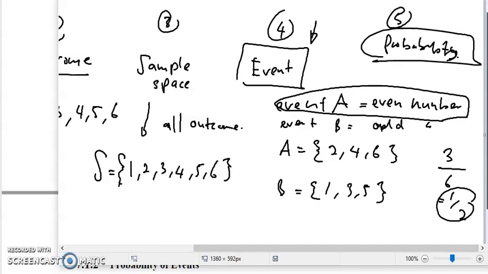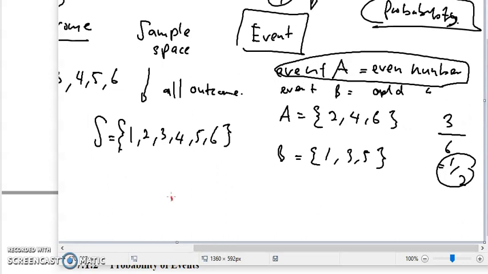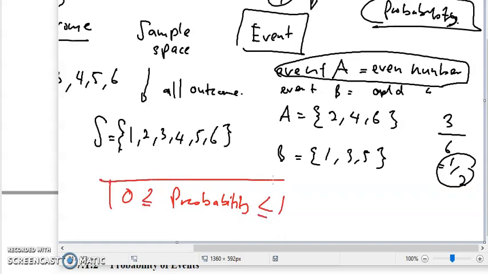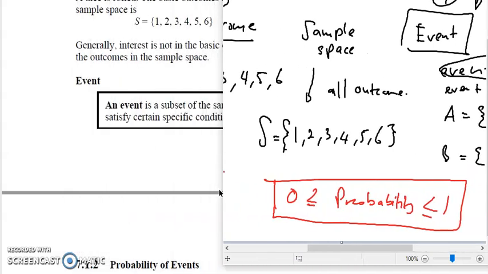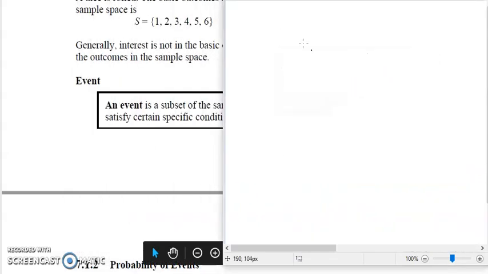What I want to remind you of here is this part, probability. Probability must be between 0 and 1 only. It can be equal to 0 or 1, but it must be between 0 and 1. As you can see, the probability that we've got is 1 over 2, which is 0.5. Since 0.5 is between 0 and 1, it must not be more than 1, and must not be less than 0. I hope you are clear about the probability here. So we are going to proceed to the next one.